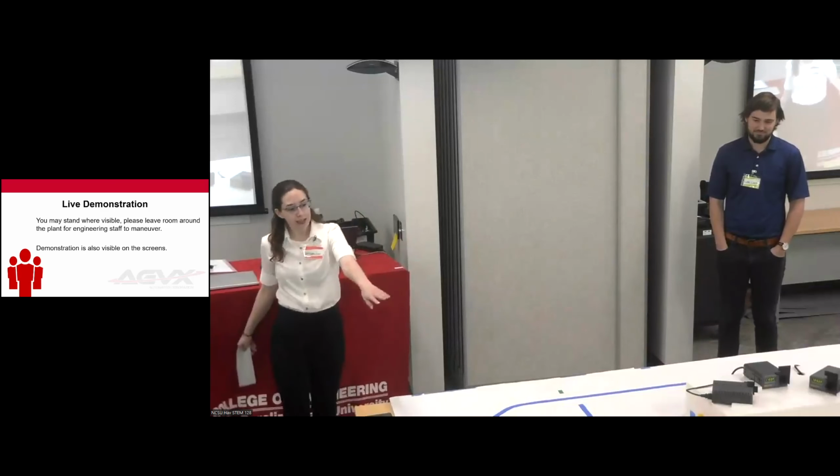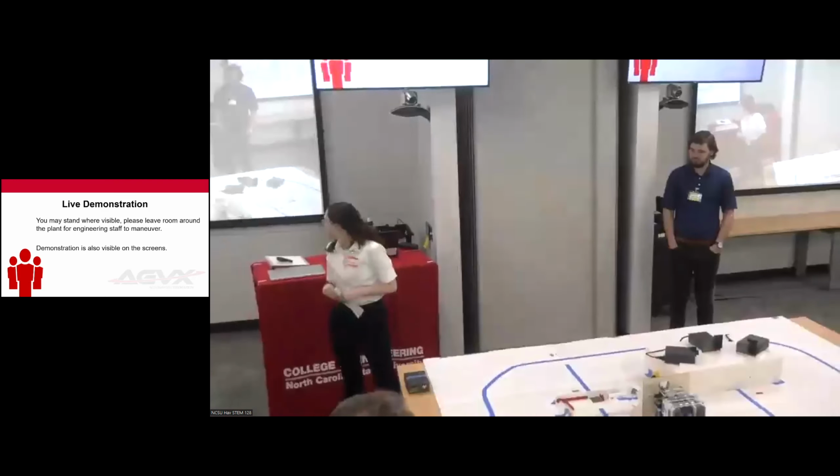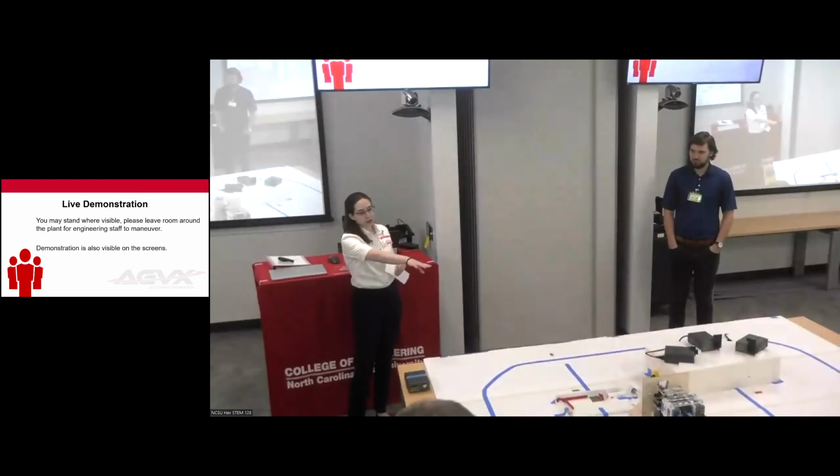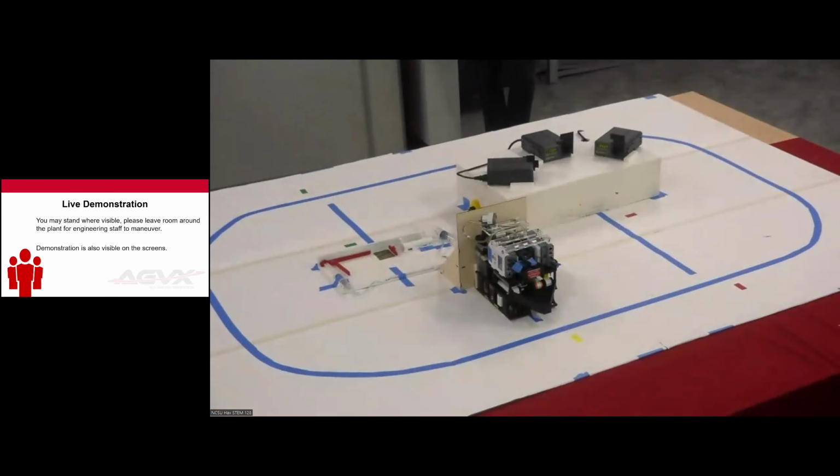If we do have the e-stop, you can see it's this little red button. I don't know if it shows in there. It probably won't because of the camera, but there's a little red button on the side. That's our e-stop.